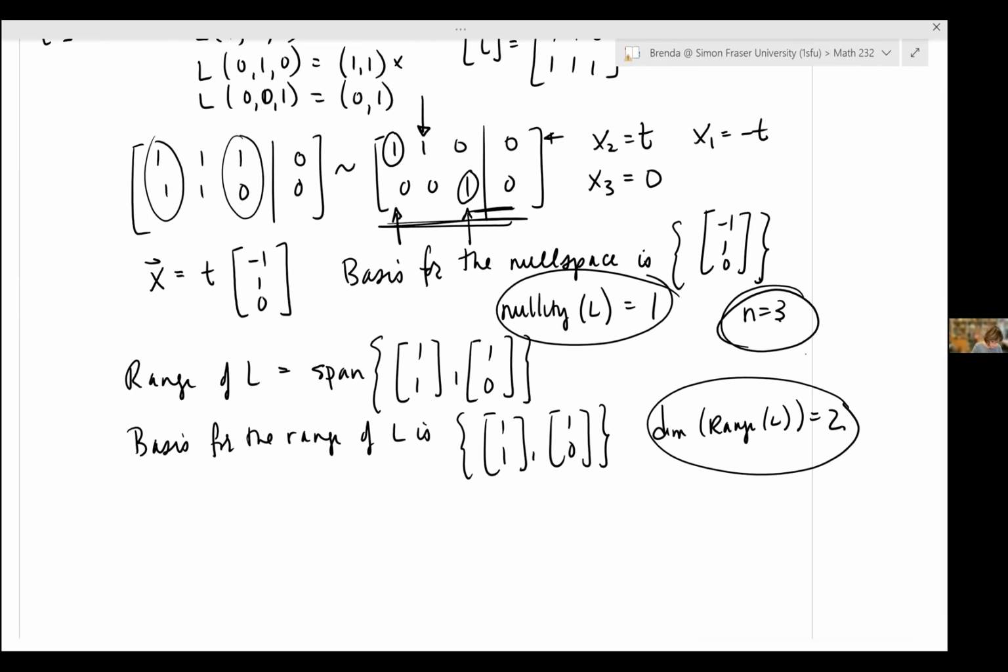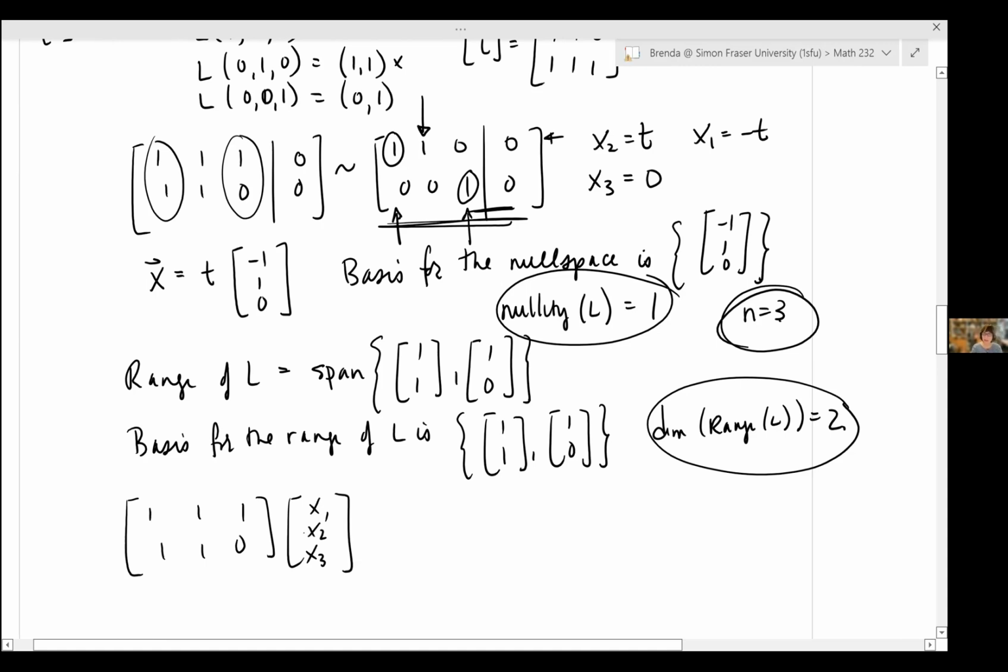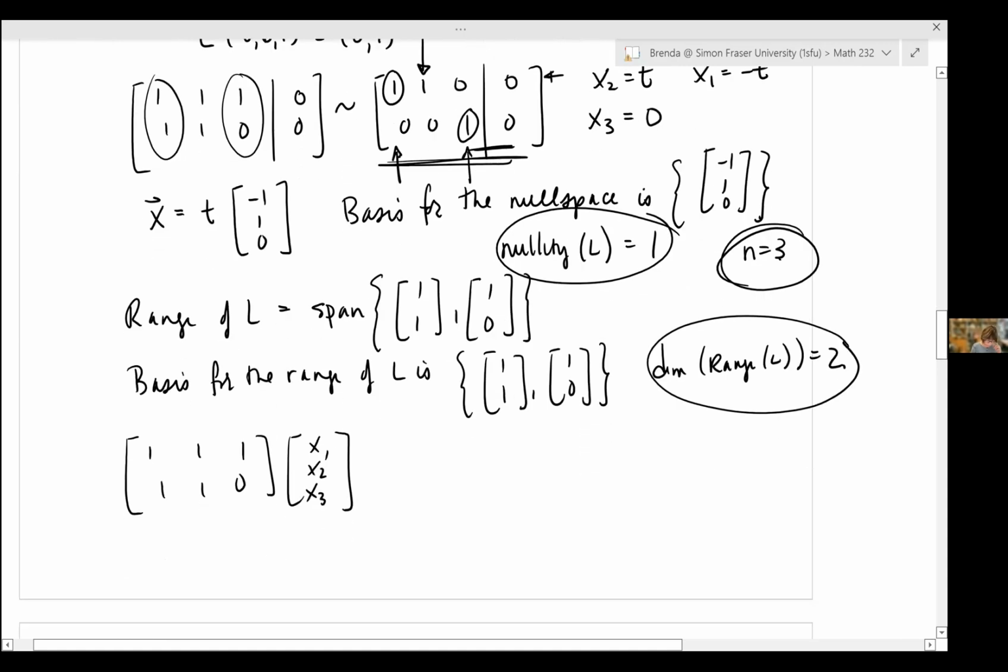Okay, let me just show you something else about this. We have this matrix here, this is L: 1, 1, 1 and 1, 1, 0. Now let's just multiply this by all possible inputs. This is just another way of seeing what's going on with the range. And one way of looking at this matrix-vector multiplication is that the multiplication is a linear combination of the columns.